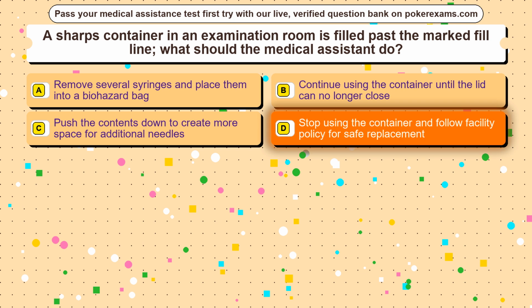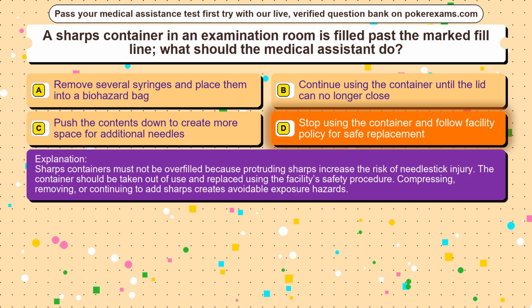The correct answer is option D, stop using the container and follow facility policy for safe replacement. Sharps containers must not be overfilled because protruding sharps increase the risk of needle stick injury. The container should be taken out of use and replaced using the facility's safety procedure. Compressing, removing, or continuing to add sharps creates avoidable exposure hazards.